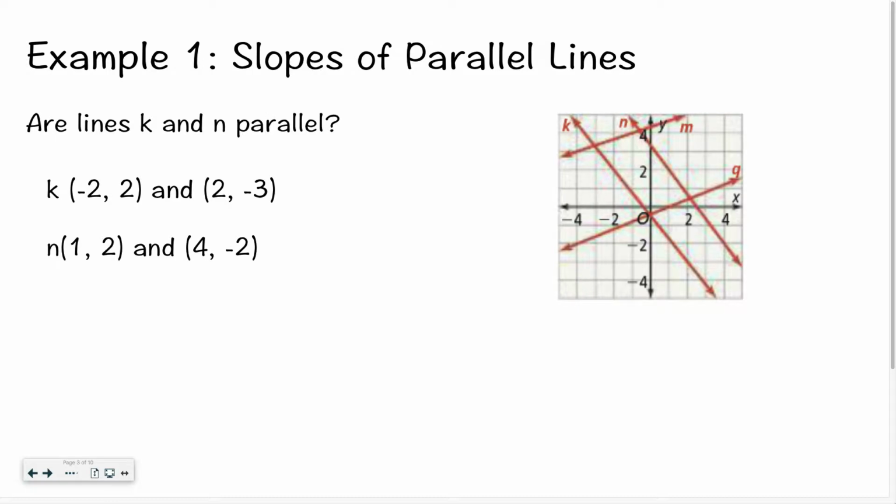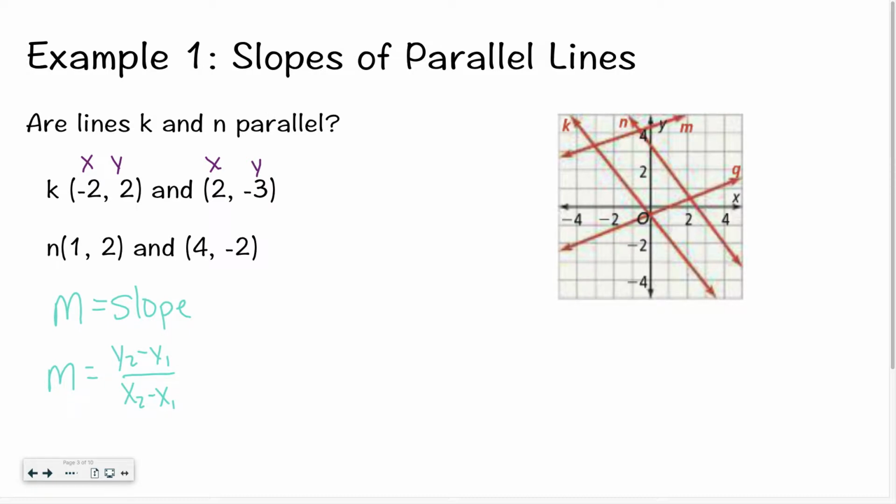So the slope of parallel lines has to be equal, but how do we find the slope from 2 points? First, let's remember that m is the variable we use to represent our slope. And in order to find slope, we do y2 minus y1 over x2 minus x1. So let's try to find the slope of line K. We know line K goes through those 2 points. So I have xy, xy.